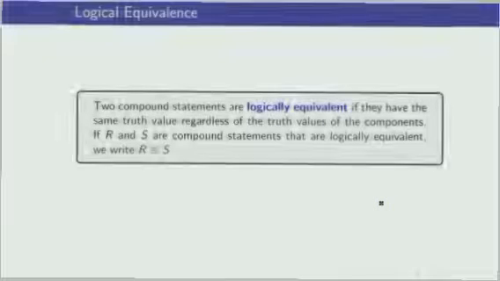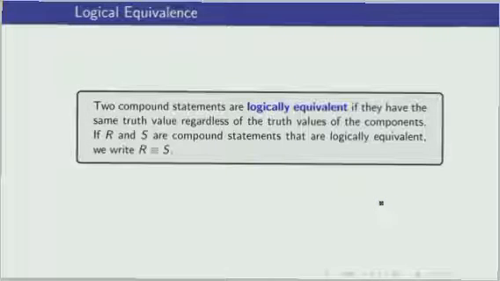Now that we have discussed tautologies and contradictions, we are now ready to define logically equivalent statements. Two compound statements are logically equivalent if they have the same truth value regardless of the truth values of the components. If they are logically equivalent, we write it as this one. R is equivalent to the statement S. From the definition, it says that if R and S are logically equivalent, they always have the same truth value. So if R is true, S is also true. If R is F, then S is also false. They always have the same truth values.